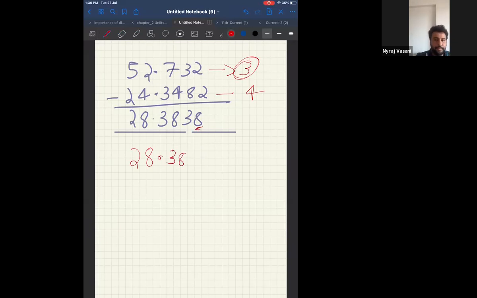Now I'm dropping this number. Can I say this number I'm dropping is greater than 5? So the previous number will get 1 added. This is the rounding of 28.384. I hope you got the same answer.